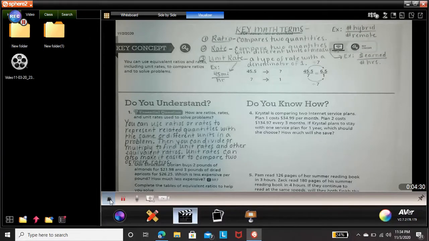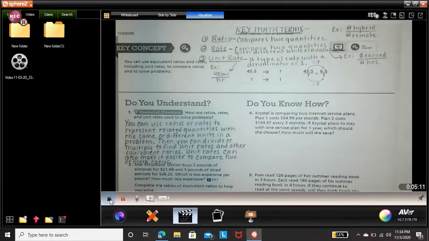You can use ratios or rates to represent related quantities with the same or different units in a problem. Since you're going to have maybe different units of measure, you can then multiply or divide to find unit rates and other equivalent ratios. Unit rates can also make it easier to compare two or more ratios. So you'll understand how you can move from a rate to a unit rate, and then use that unit rate to solve any other question depending on the problem.